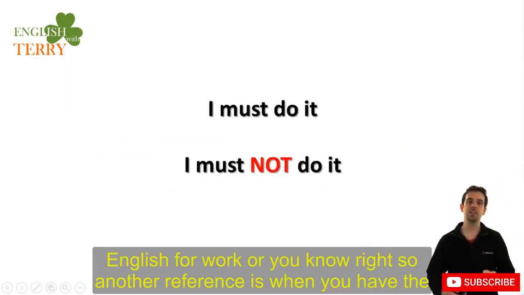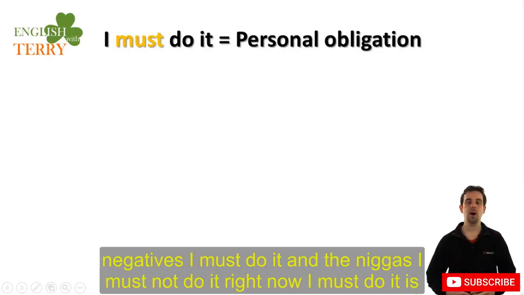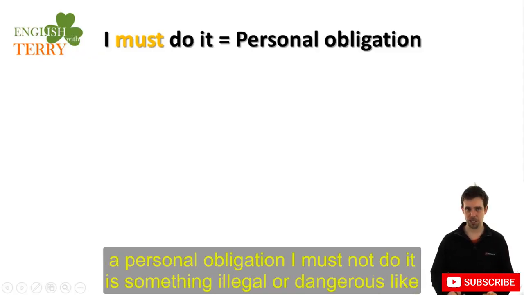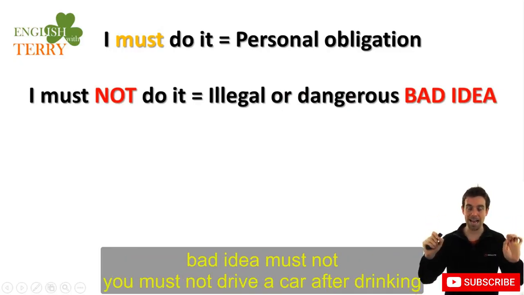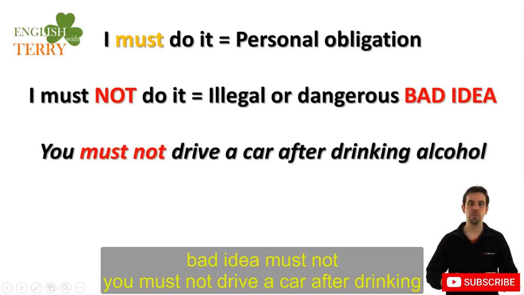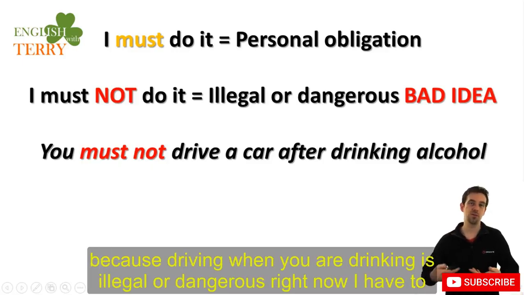So another difference is when you have the negatives, I must do it, and the negative, I must not do it, right? Now, I must do it is a personal obligation. I must not do it is something illegal or dangerous, like a bad idea. You must not drive a car after drinking alcohol. You have no choice. It's the law. It's a rule, right? But you must not, because driving when you are drinking is illegal or dangerous, right?